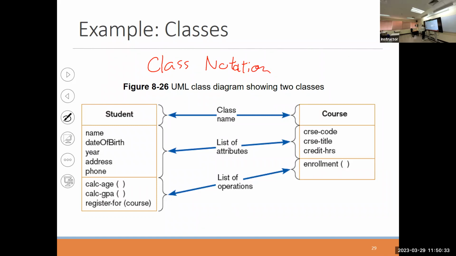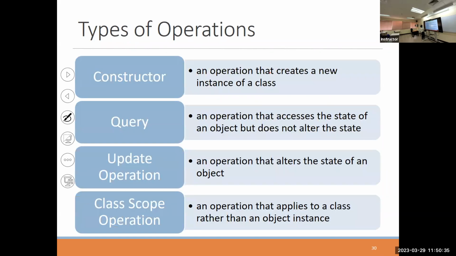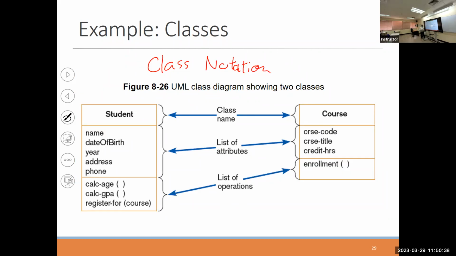It would be a rectangle with different parts. The first part identifies the class name, then a list of attributes, and then a list of functions or methods, or sometimes, yes, operations. Okay. Sometimes when we want to make the diagram compact, we can omit some of these parts, such as we only show the class name in the diagram.